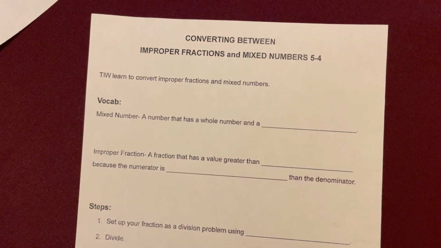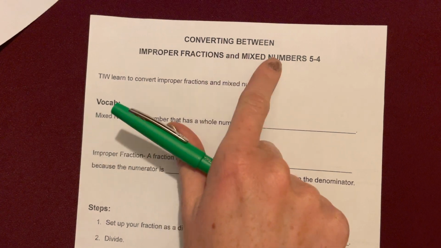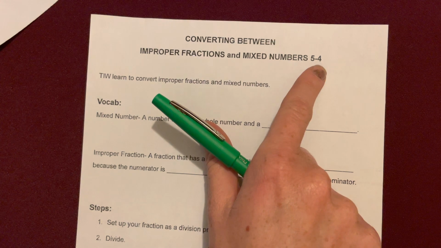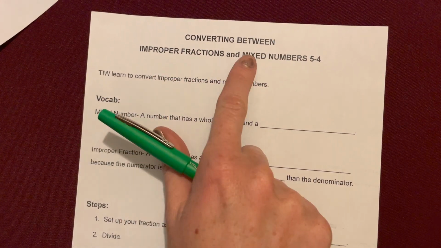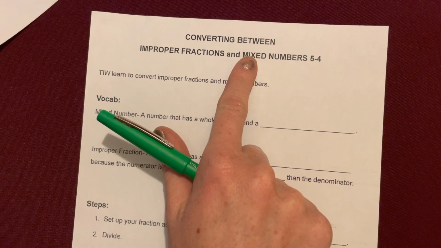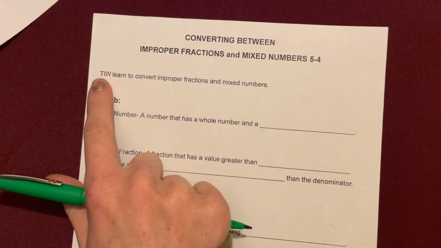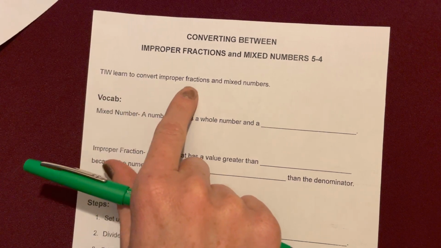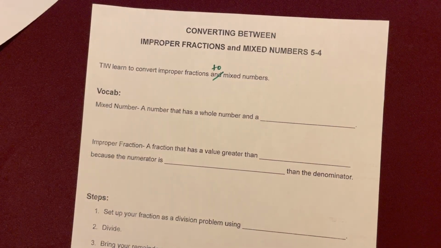Hey class, tonight our lesson is converting between improper fractions and mixed numbers. This is found in Swun 5-4, and tonight we're going to be going from improper fractions to mixed numbers. So our goal after watching this video is: today I will learn to convert improper fractions to mixed numbers.